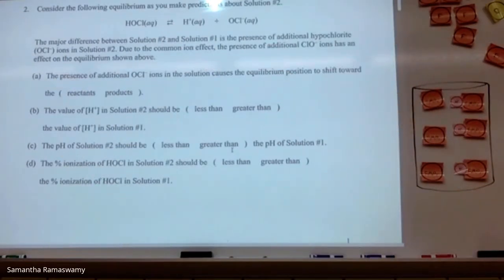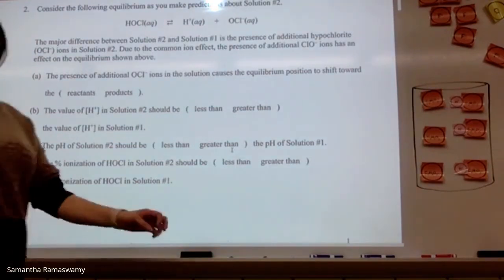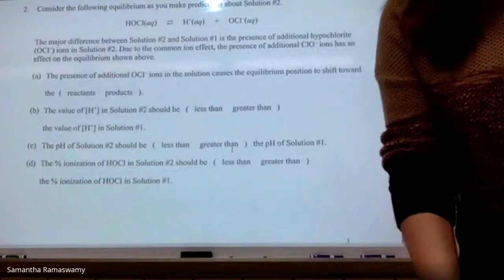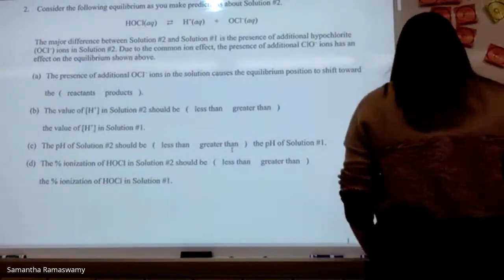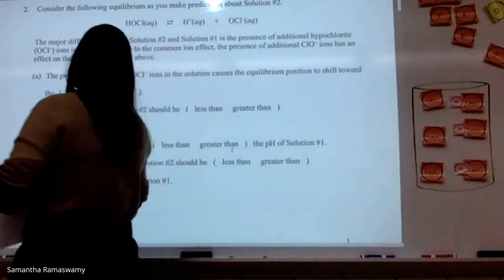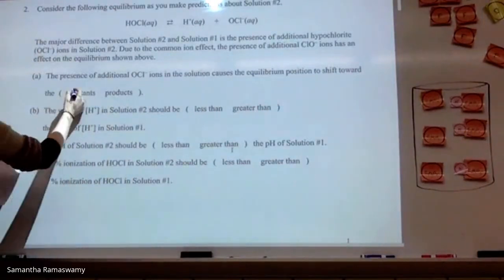For number 2, if we fill in everything for number 2, we can double check and make sure that you have everything circled correctly. And I'll go through and talk about each one as well.